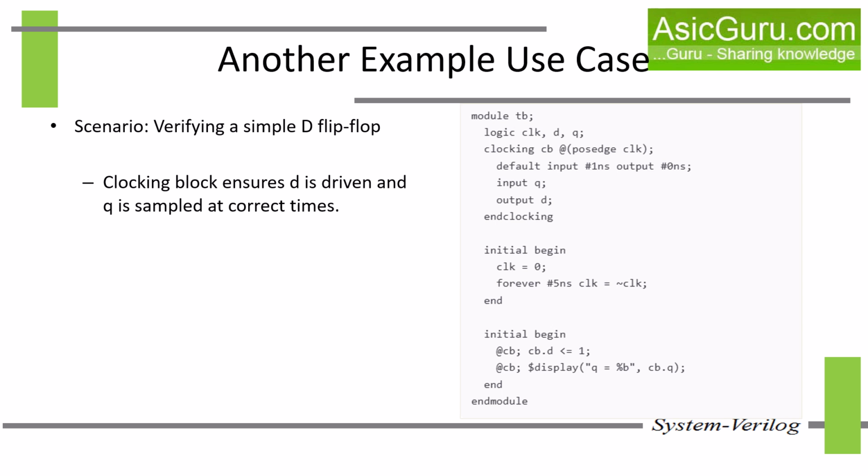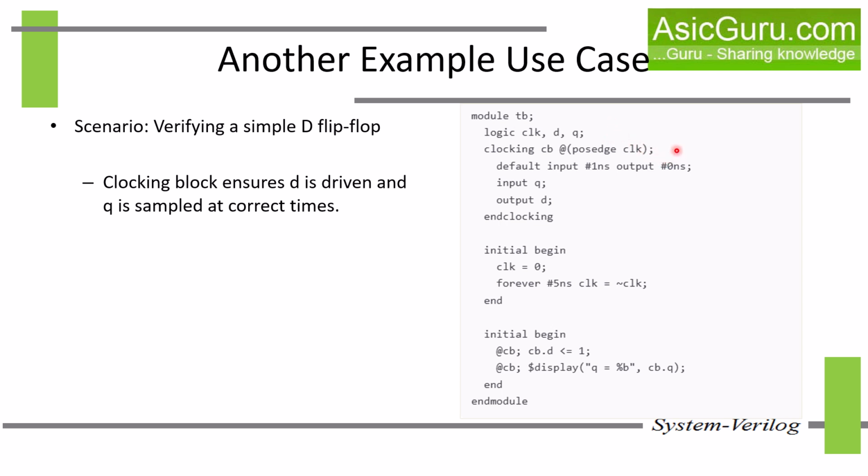So now let's understand another practical use case of clocking block. In this example, we are verifying a simple D flip-flop, and it ensures D is driven and Q is sampled at the correct times, meaning at the right moment. Now let's go through the code. Here we are defining a module testbench and declaring the signals clock, D and Q.